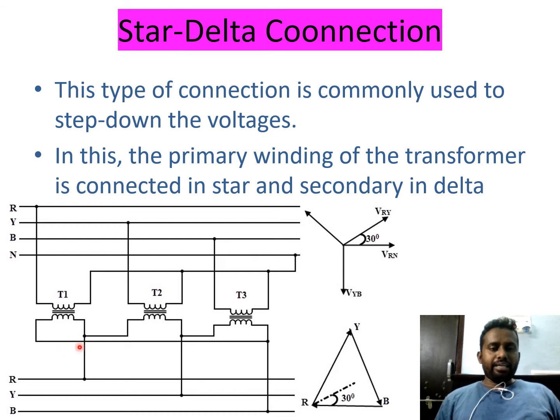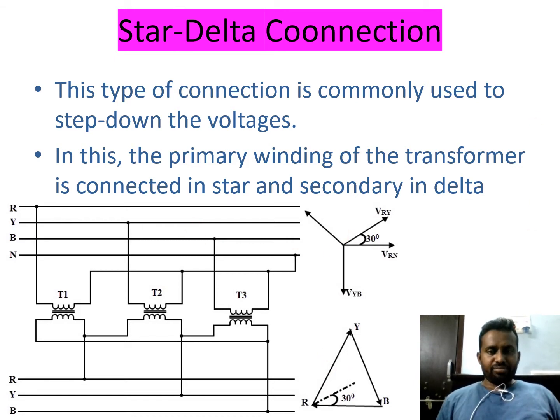And if you want to connect these three windings in delta, the second terminal of T1 is connected to the first terminal of T2, the second terminal of T2 is connected to the first terminal of T3, and the second terminal of T3 is connected to the first terminal of T1. This becomes a closed path, and the connection point between the two windings is connected to R phase, the connection point between the next two is connected to Y phase, and the connection point between first and third is connected to the B phase. So, this is a delta connection and this is a star type of connection. This is star and this is delta.